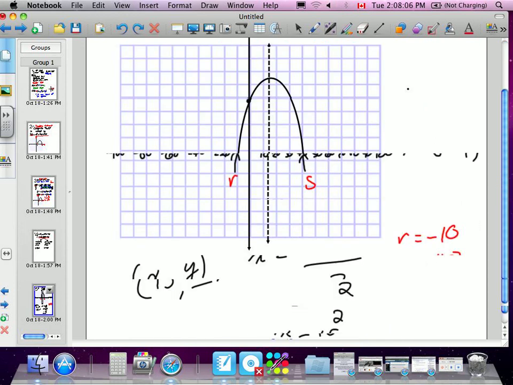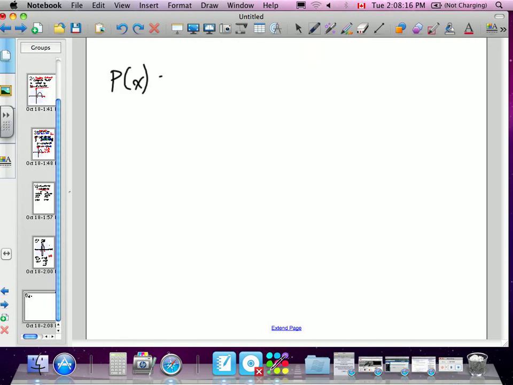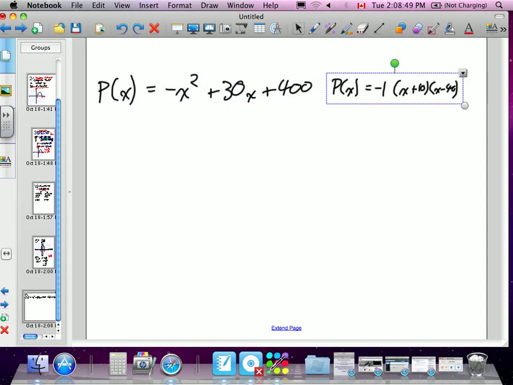So, our standard form, we had our profit, f of x, was equal to, what was the standard form, guys? Negative x squared, that's it. Plus 30x, plus 400. And our factored form was p of x equals negative 1 times x plus 10 times x minus 40. Sorry, that's small. I'm going to expand that after. These are our factored and standard forms, okay? So this was our standard form, and this was our factored form. Either will work for what we're about to do.